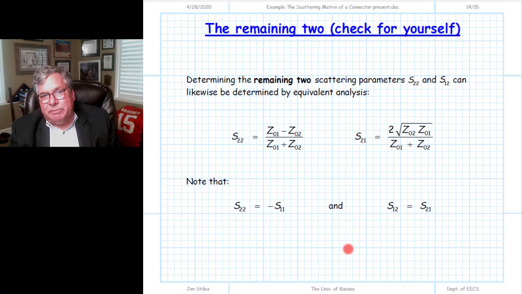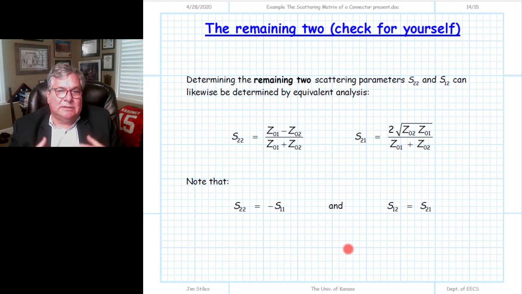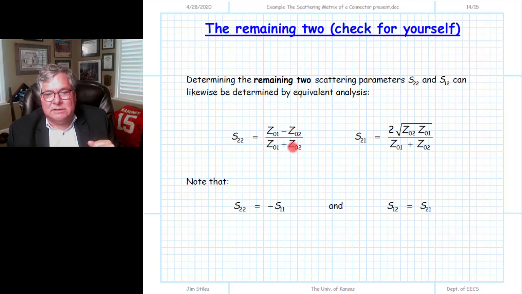We cannot make any symmetry argument to determine the second column of the scattering matrix. Instead, we need to go through and redo the analysis. Essentially, it's the same analysis as we did the first time, for the most part, with just the subscripts changed, so it doesn't take long. And what you find now is you get S22 is equal to this, and S21 is equal to this.